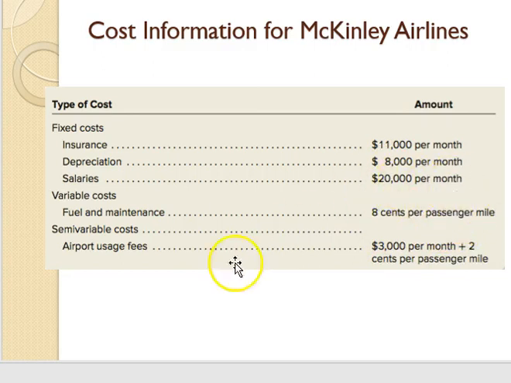So when you look at this kind of a model, what would it be? My fixed cost would be 39 plus 3, it'll be 42,000, my fixed cost, and my variable cost would be 10 cents per passenger mile. So now you could do the break-even analysis.